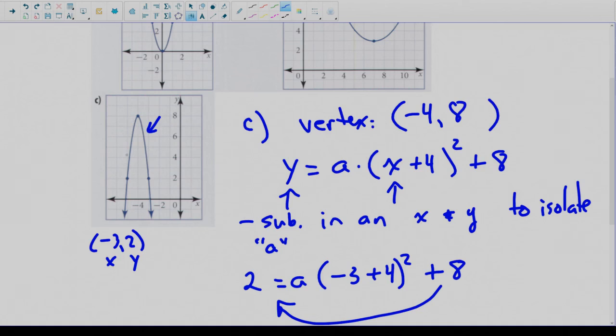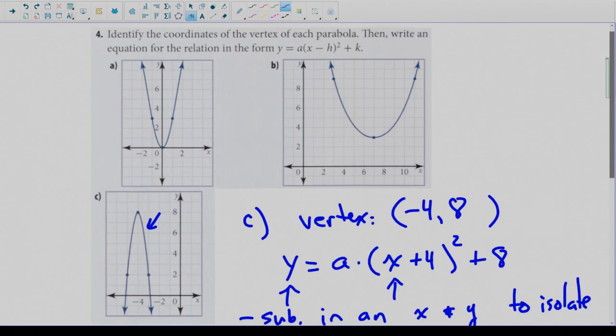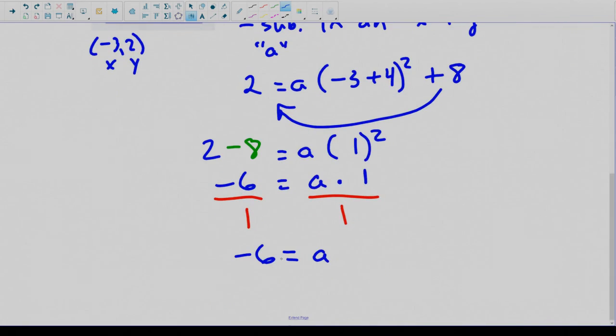Isn't this graph a frown shape? So our a value should be negative. And doesn't it look a lot more narrow than either of those two graphs? Okay, so narrow graphs for parabolas means stretched out parabolas, which means numbers that are greater than 1 for a. 6 is greater than 1.